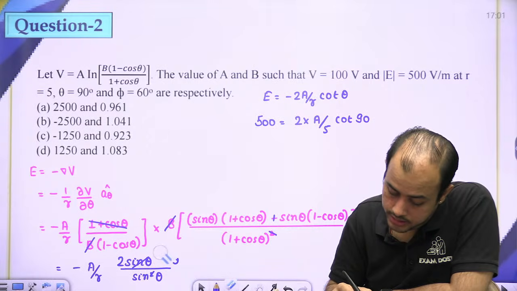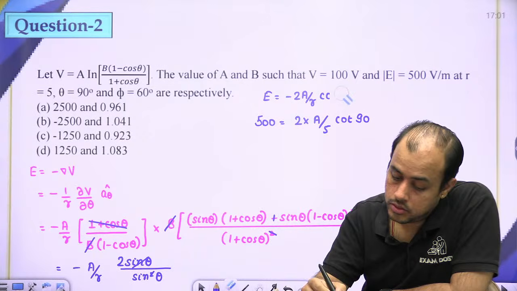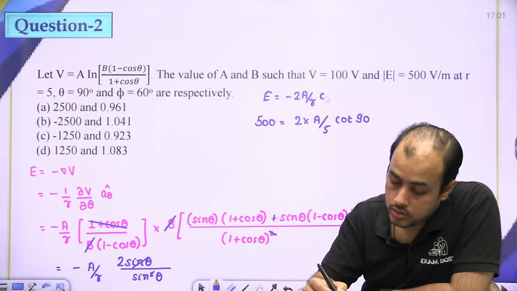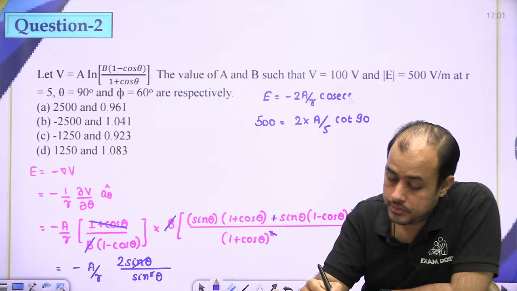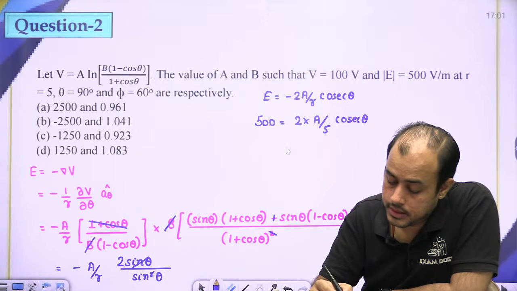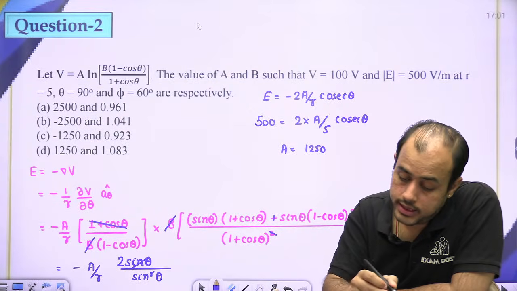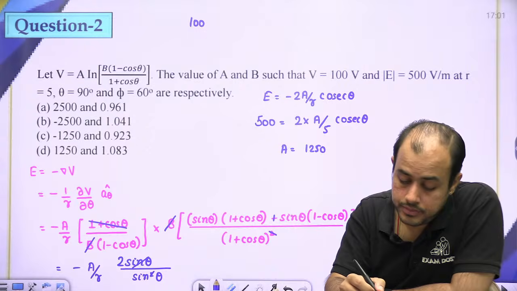2 sin theta becomes cosec theta, cosec 90 which will be 1. Okay, so A will be how much? 1250. Now voltage is given as 100.